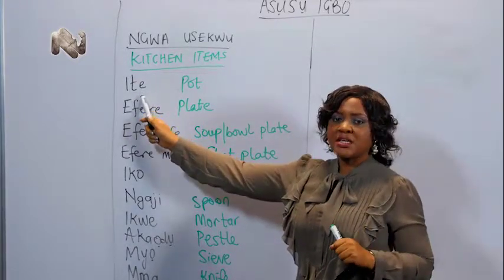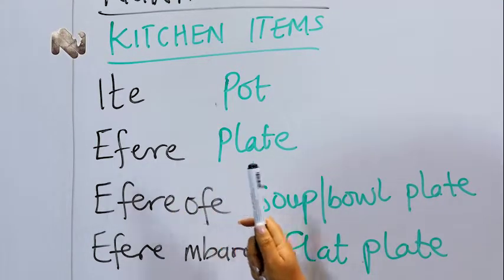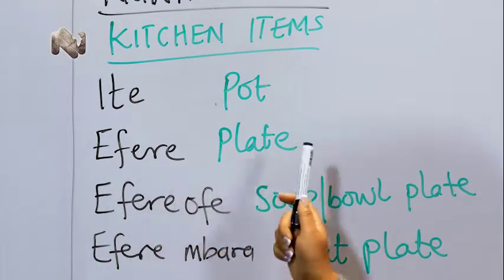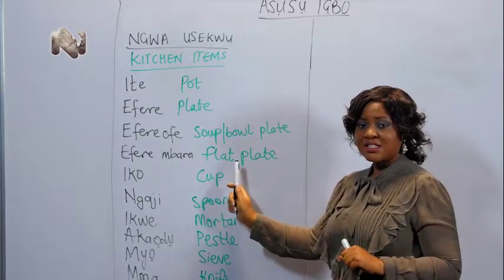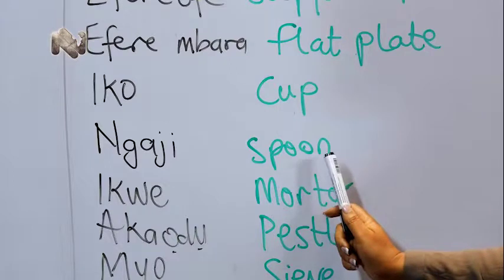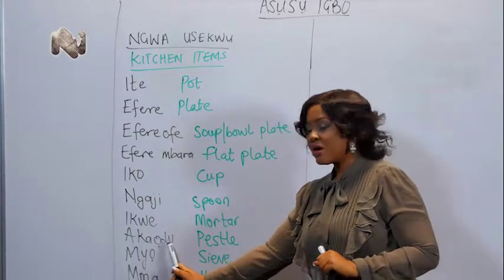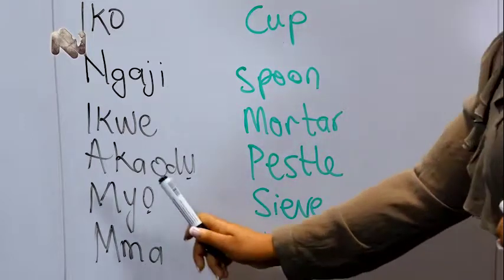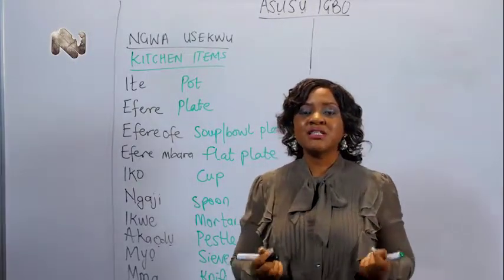Please just say it after me. Ite, pot. Efere, plate. Efere ofe, soup plate or bowl plate. Efere mbara, flat plate. Iko, cup. Ngaji, spoon. Ikwe, mortar. Akodu, pestle. Nyo, sieve. Mma, knife. I also told you that a breakable plate is called efere nkowa.